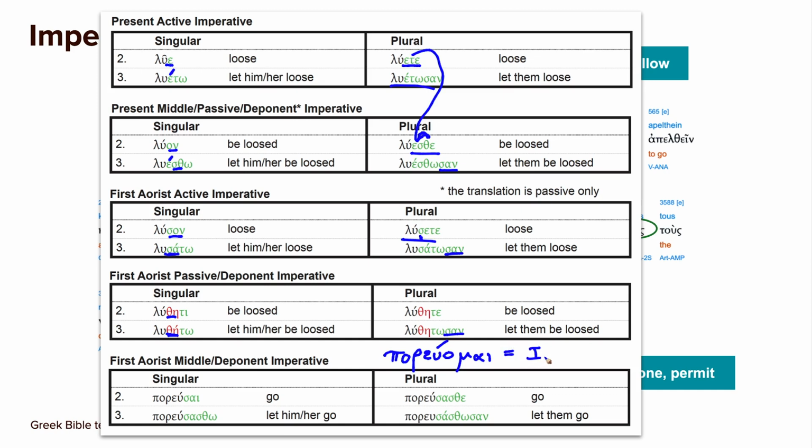And it's usually words of motion, but also talking, when you're talking back and forth with someone, answering, saying. But poreuomai is our example here. So I go is poreuomai, and poreuou is just go. And poreuesthe means go to multiple people. And then poreuesthō, though, notice it's similar. It's got that theta omega at the end, just like you have here, luesthō. Poreuesthō is let him or her go, and let them go would be poreuesthōsan. Again, we have that san at the end.